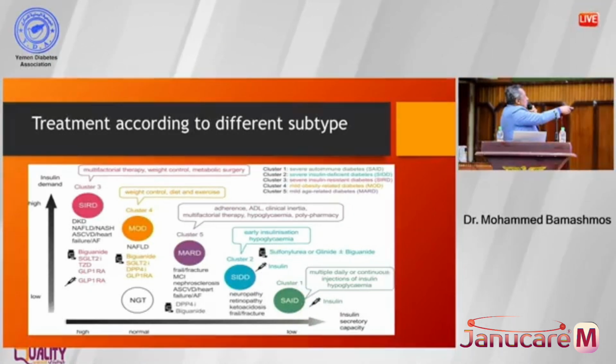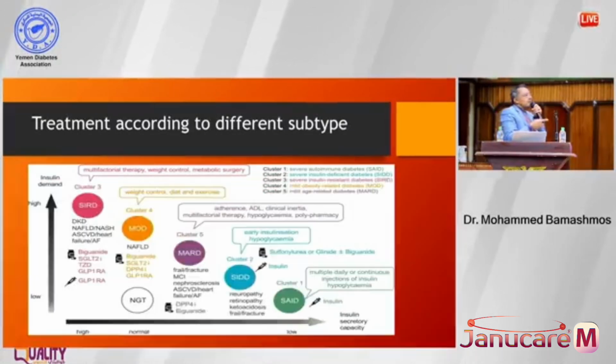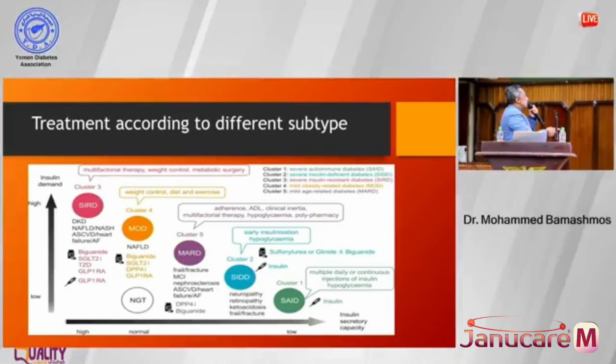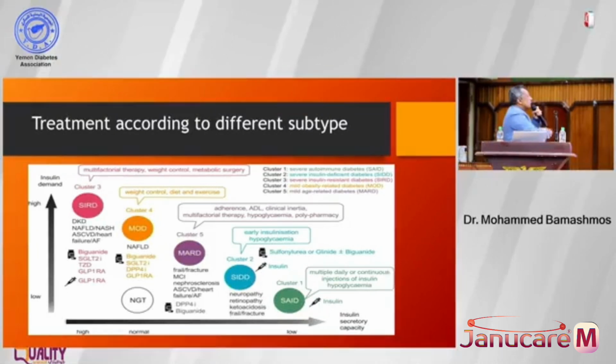A patient with mild obesity-related diabetes has mild obesity, or metabolically healthy obesity, with mild to moderate insulin resistance and mild to moderate beta cell dysfunction. So the drug of choice is biguanide, metformin, or a sodium glucose linked transporter 2 inhibitor, or dipeptidyl peptidase inhibitor, or glucagon-like peptide 1 agonist, particularly if the patient is obese.